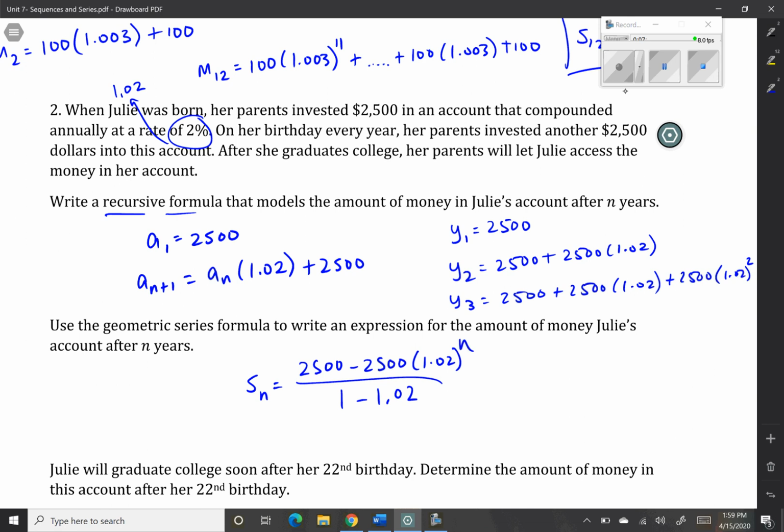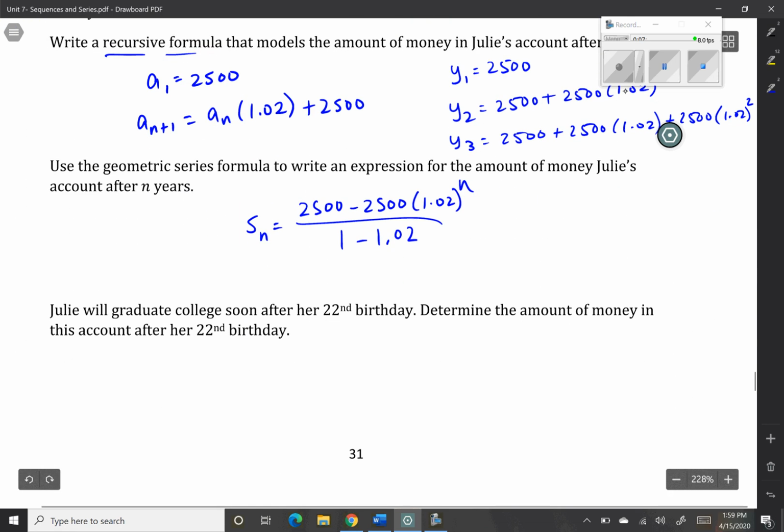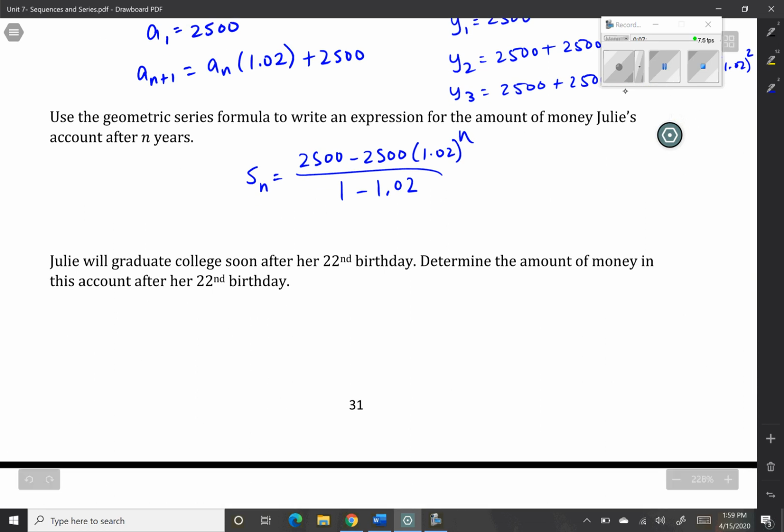That formula will determine how much money Julie has in her account after any number of years. So you can figure out how much money she has after 2 years or 5 years or 6 years just by plugging in the value of n for the number of years. So it says Julie will graduate college soon after her 22nd birthday. Determine the amount of money that's in this account at her 22nd birthday. So this is just asking us to find, well, what's S sub 22?